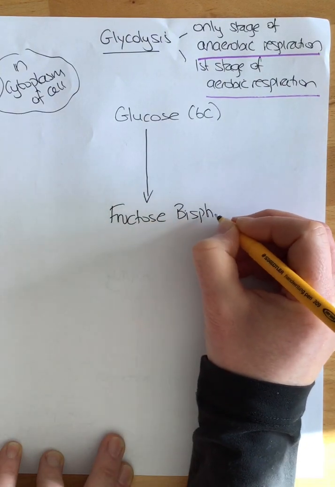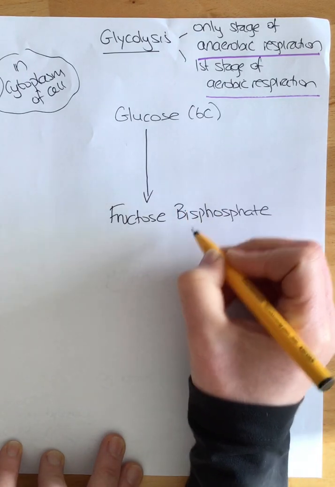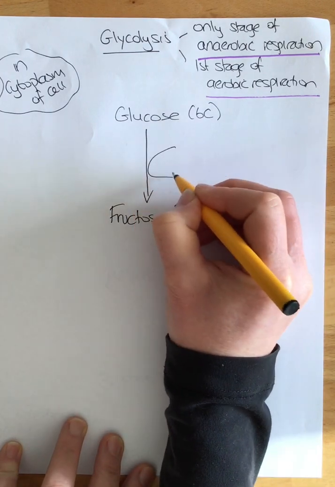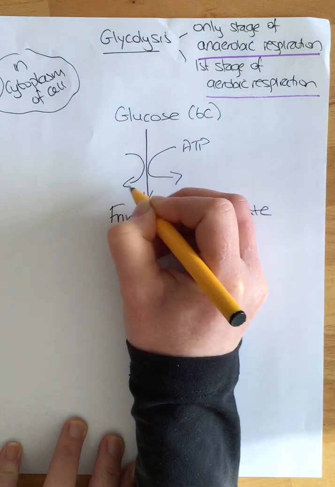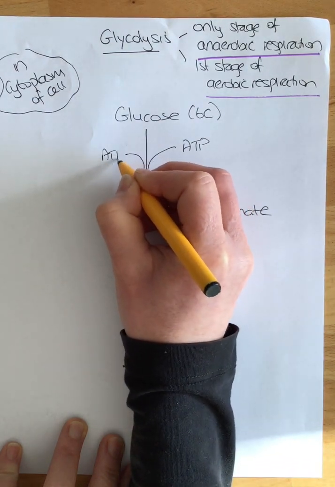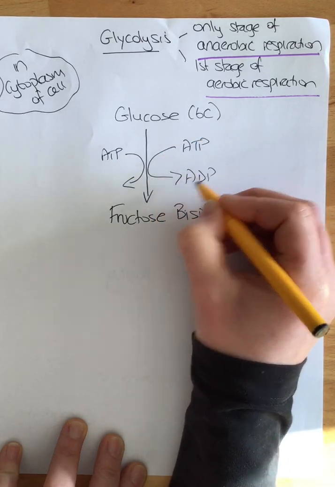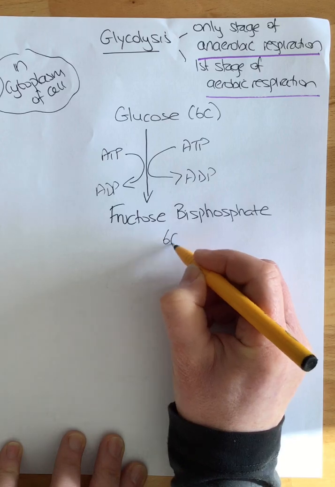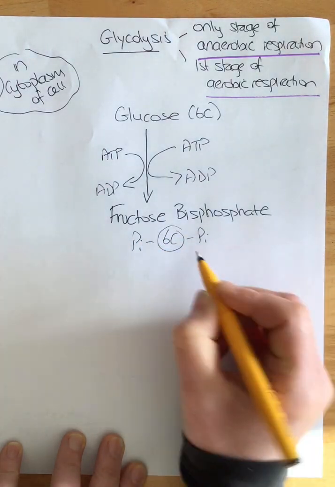compound. It's a very unstable 6-carbon compound, and it is converted to that using enzymes, and it relies on the hydrolysis of 2 ATP molecules that will give a phosphate group each to this reaction. So phosphates are added, so we have a 6-carbon compound with 2 phosphates attached to it as well.